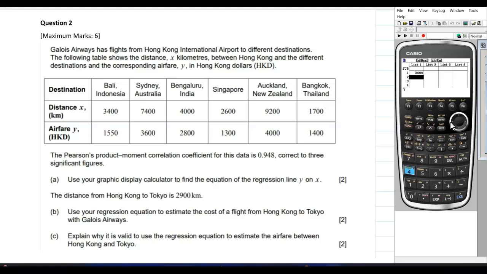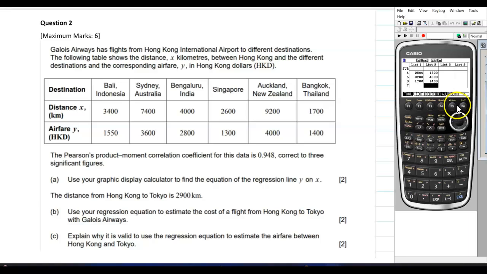3400, 7400, 4000, 2600, 2000, 2600, 600, 9200, 200, 700. Okay, now that's your next column. In your list 2, you put in 1550, 3600, 2800, 1300, 4000, 1400.